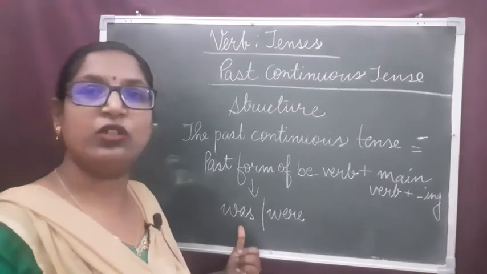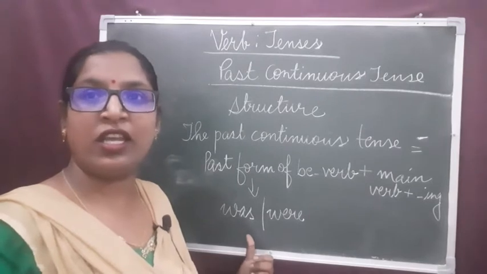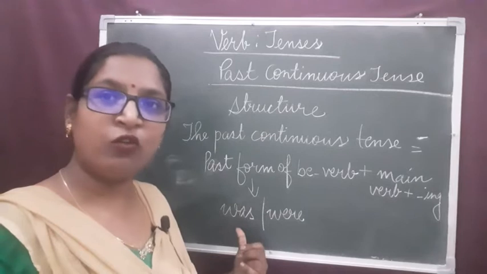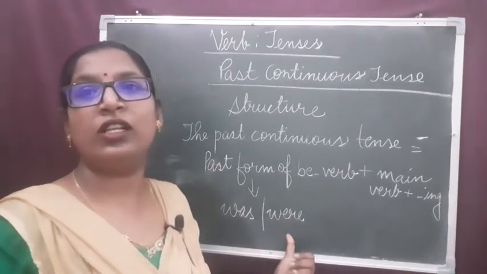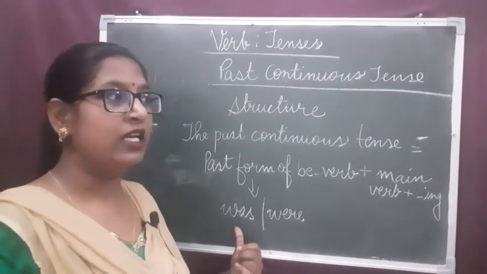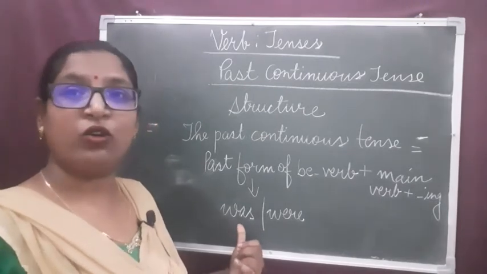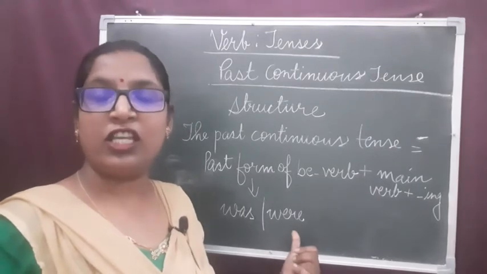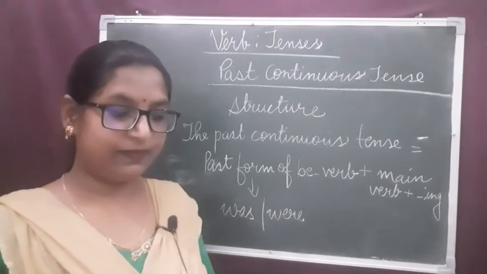Was we use when the subject is singular: he, she, it and all the singular subjects. And were we use with all the plural subjects. And was is used with I also. So was with I, he, she, it and all the singular subjects, and were with we, you, they and all the plural subjects.